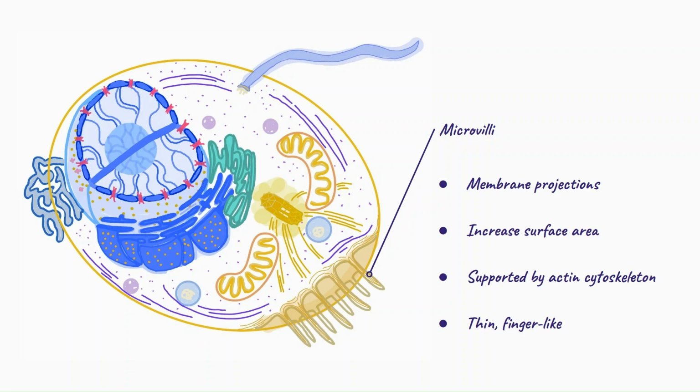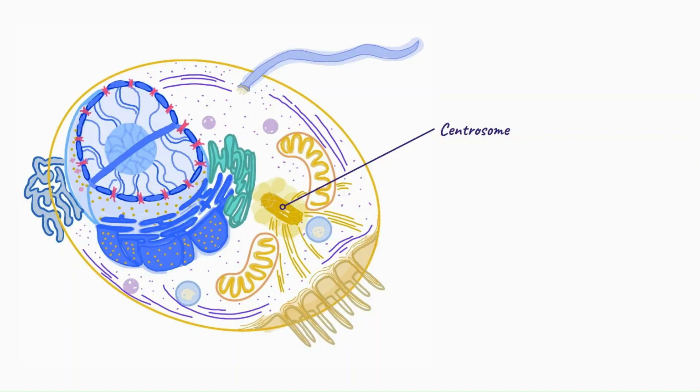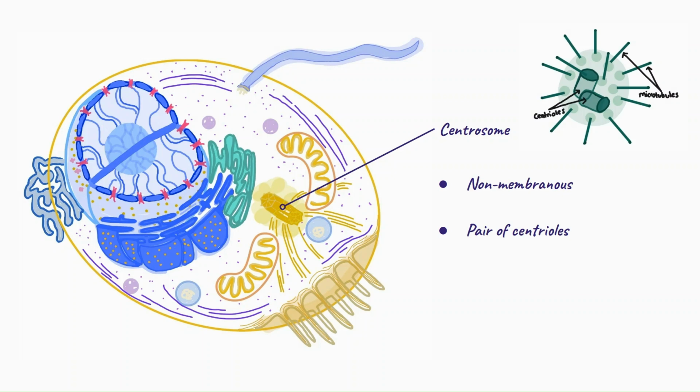Centrosomes. These are non-membranous. They contain a pair of centrioles that are connected and located in the center of the cell. And these are barrel-like in shape. They are involved in cell division and are the site where microtubules are initiated, meaning they are the start site for the assembly of microtubules.